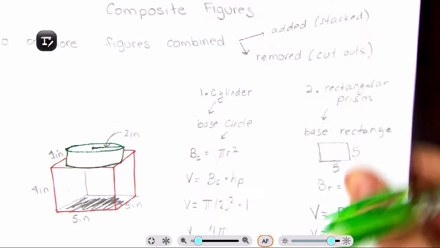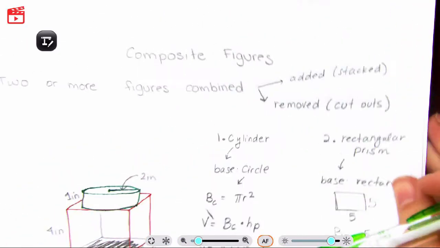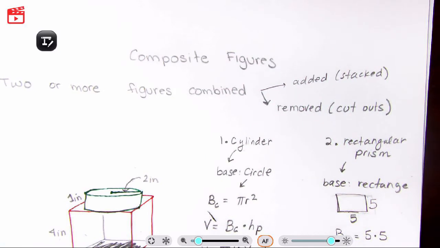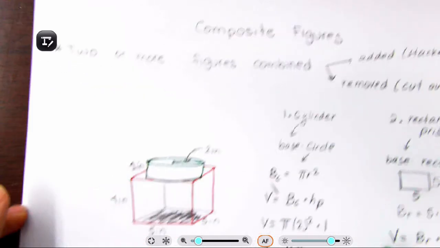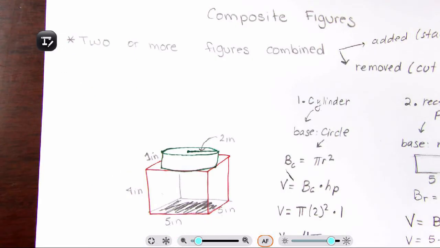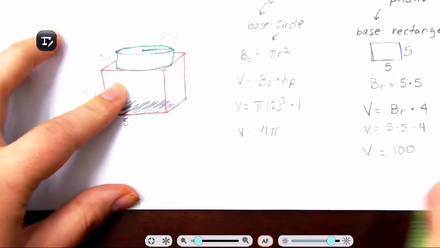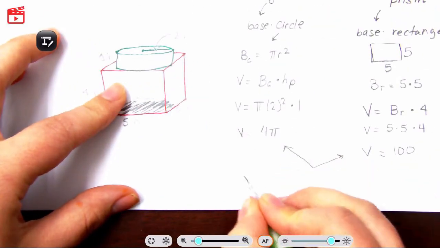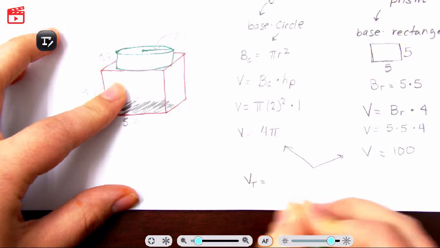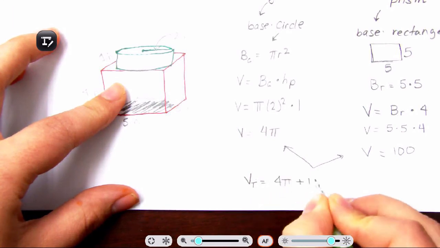Okay, so remember how here we said there are 2 types of composite figures. The first figure is either added or it's removed. So did we add or did we remove? Well, it's clear to see that we literally have a rectangular prism and we put a cylinder on top. So we didn't take away anything. So we added. And exactly how we just said we added the 2 figures, we're going to add the 2 volumes. So I'm going to say volume total is 4 pi plus 100.